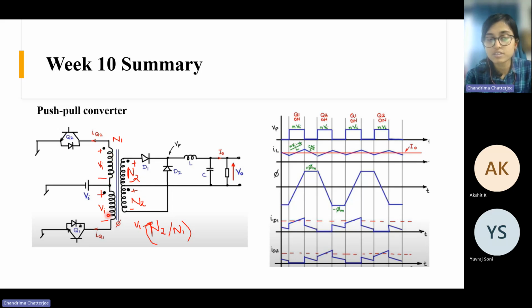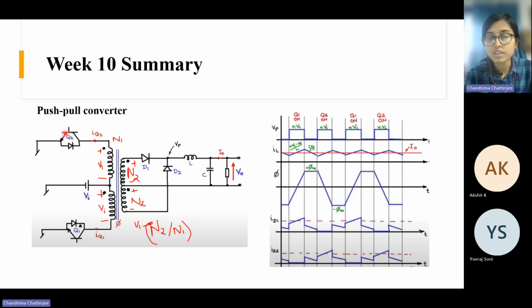So 0 and 0, there will be no voltage. That's why this pole voltage, this is 0 here. First this is NVi, where N is N2 by N1, then it is 0. In the next interval, we will see that Q2 is on and Q1 is off. The opposite: first Q1 was on, then both were off.